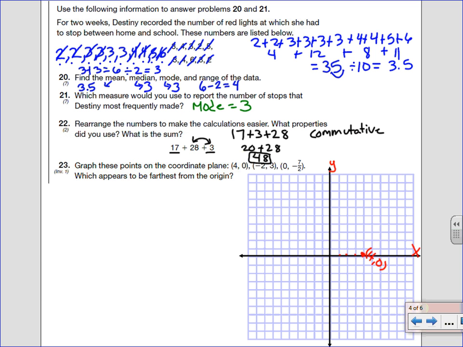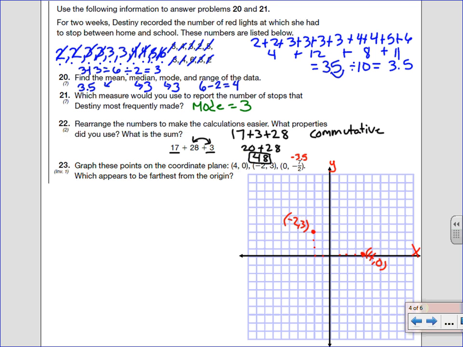Then -2, 3 means I go to the left 2 places, 1, 2, and then 3 means I go up 3 places, 1, 2, 3. So this is the point -2, 3. And then we have 0, -7 halves. And 7 divided by 2 would be 3.5. So this is -3.5.